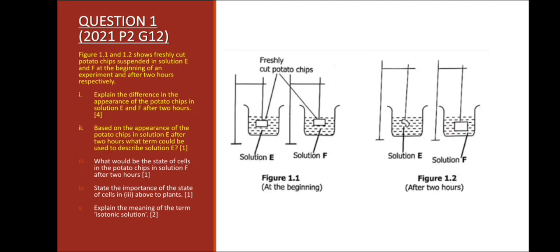Well, solution E is simply hypertonic solution, because looking at what happened after 2 hours, these potato chips shrunk, meaning it was placed in a hypertonic solution. And like I said, when you put a cell in a hypertonic solution, what will happen? Excellent. It is going to shrink. And that's what happened. So solution E is hypertonic solution. That can be the term which can be used to describe solution E. It is simply a hypertonic solution. It has got low water potential compared to a cell.